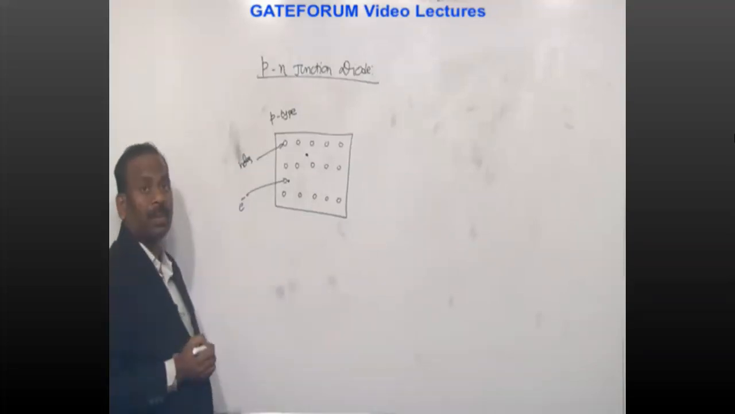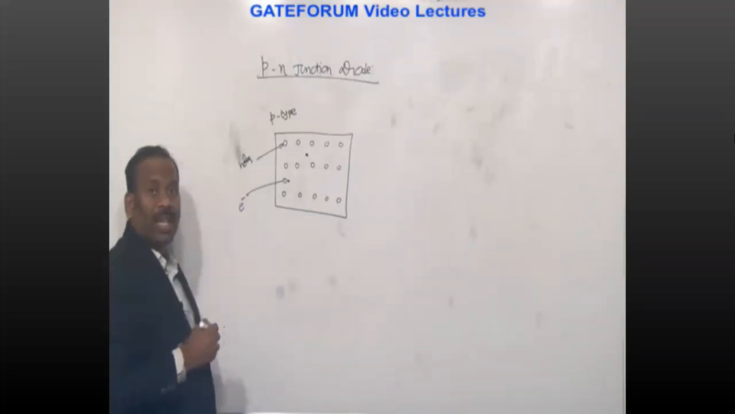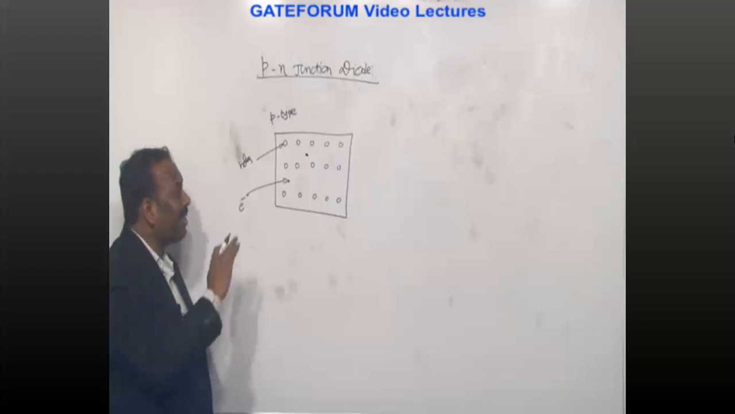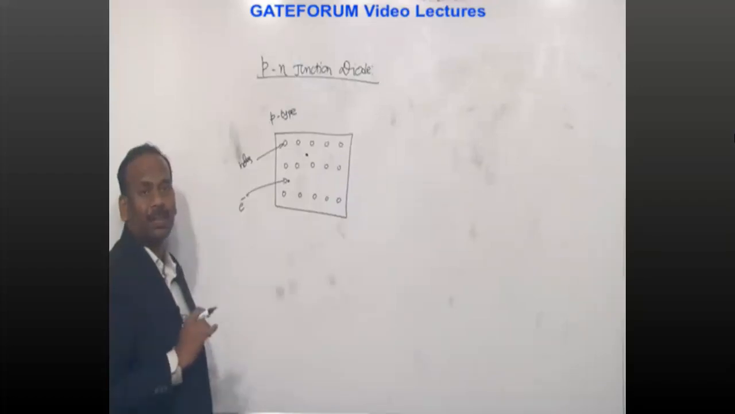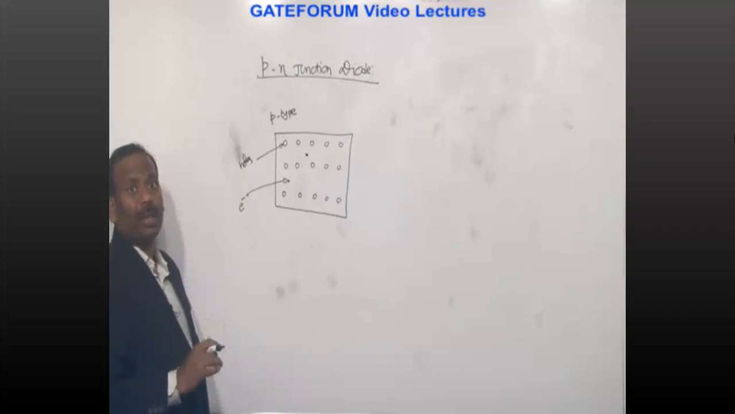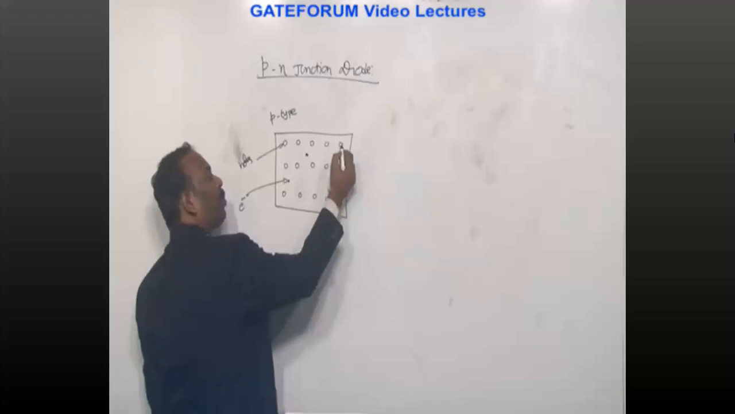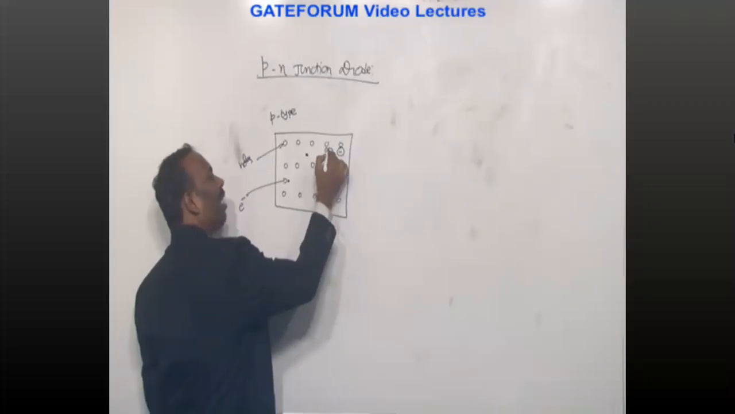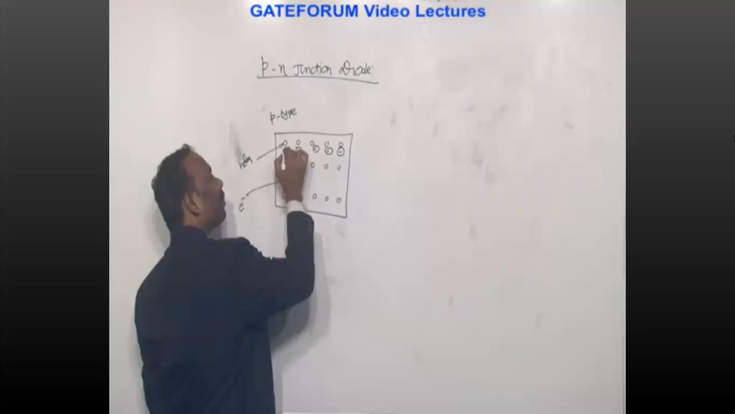Now, this has more positive charge than negative charge. That means this way of representation is wrong, because either a p-type semiconductor or an n-type semiconductor has to be electrically neutral. So how to represent that? This positive charge hole is compensated with a negative ion. Negative ion.